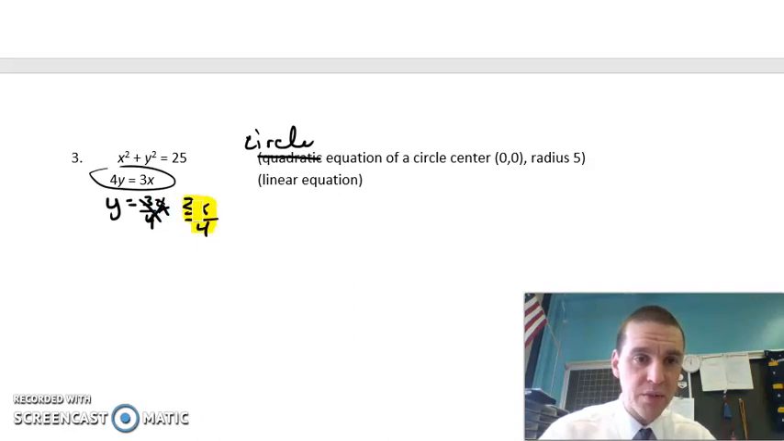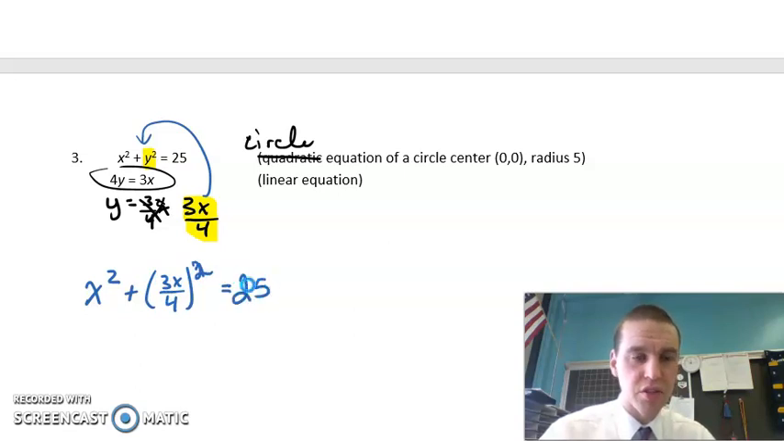This is what y equals, and here is y. And therefore, what we're going to do is plug that in for y. x squared plus, you have y. I use parentheses. I like parentheses. You should use them too. So right there, x squared plus (3x over 4) squared equals 25.